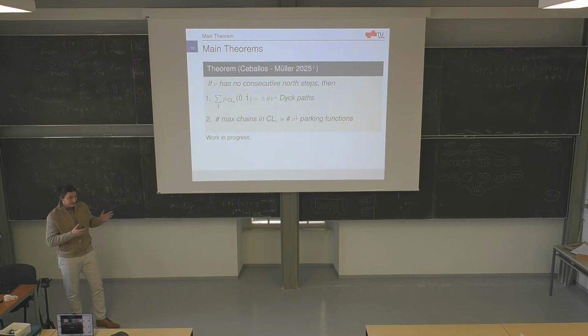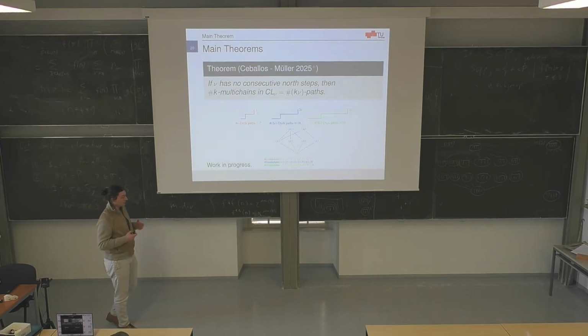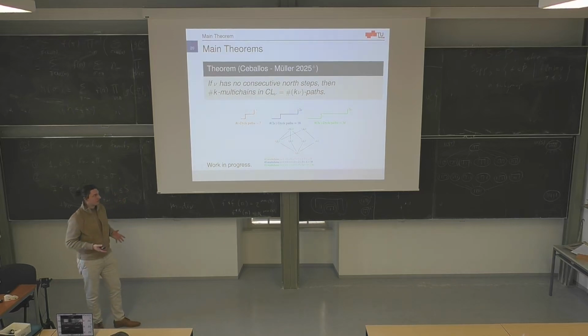So this is our generalization of the first two enumerative properties. And what about the third one? We wanted to count multi-chains. And for multi-chains, now we introduce a new multiplication of a lattice path.